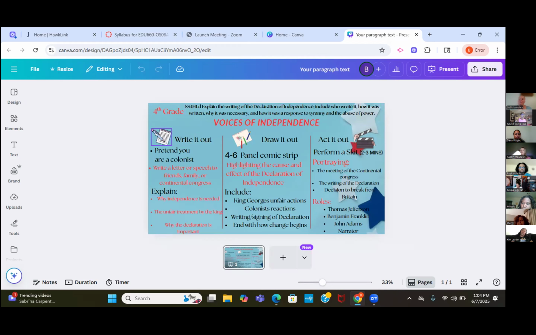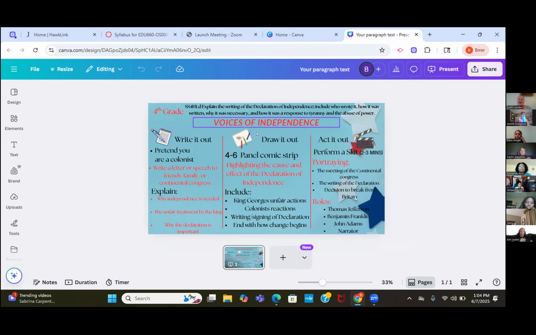They can either write it out, where they'll pretend that they're a colonist and they'll have to write a letter or a speech to their friends, family, or the Continental Congress. And in their letter, they have to explain why independence is needed, the unfair treatment by the king, and why the Declaration is important.